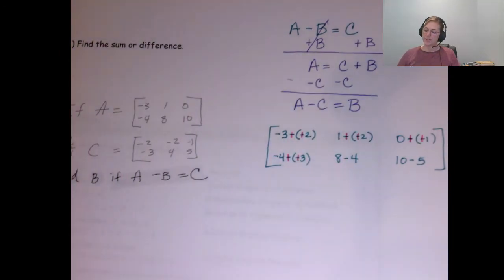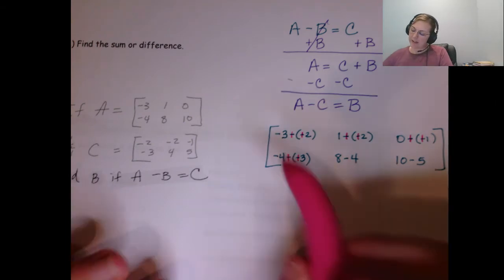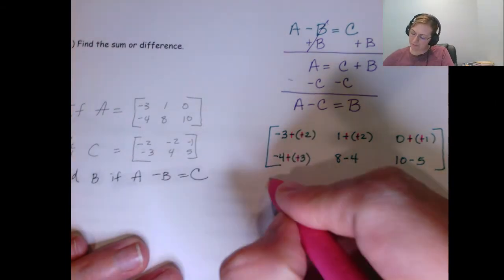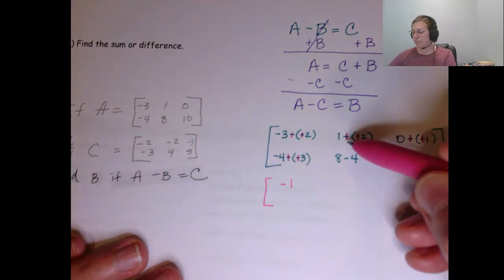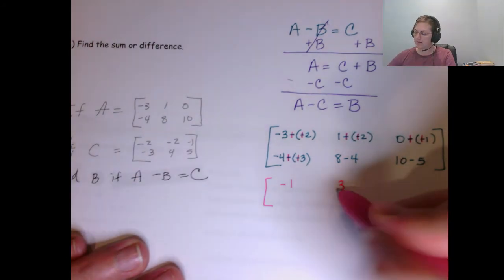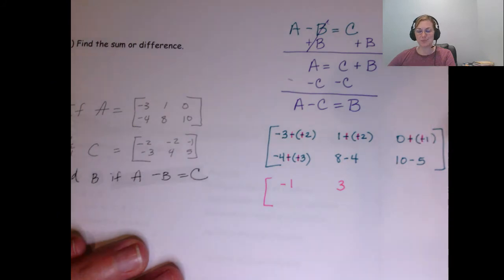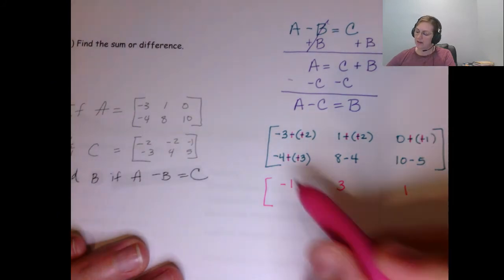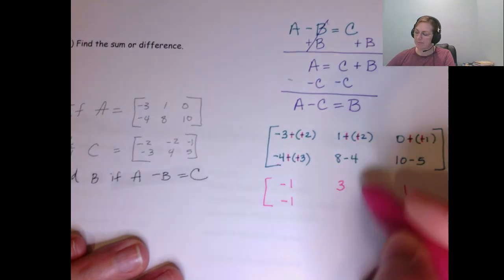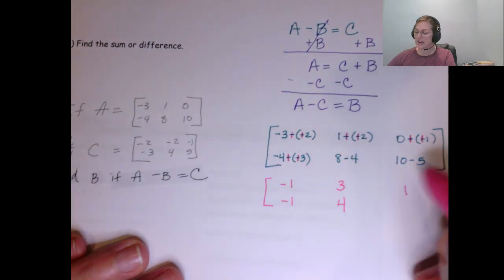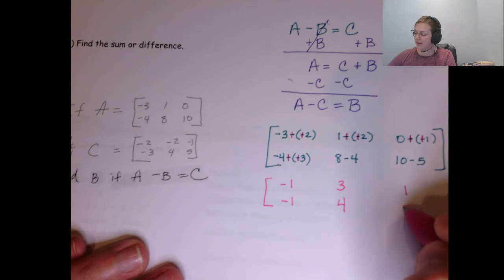I think I can do the last two. Okay, so now I've got -3 plus 2. That gives me -1. Then I've got 1 plus 2 is 3. Then I've got 0 plus 1 is 1. -4 plus 3 is -1. 8 minus 4 is 4. 10 minus 5 is 5.